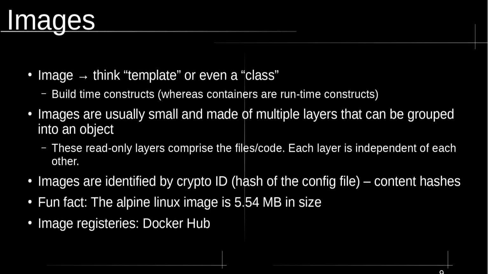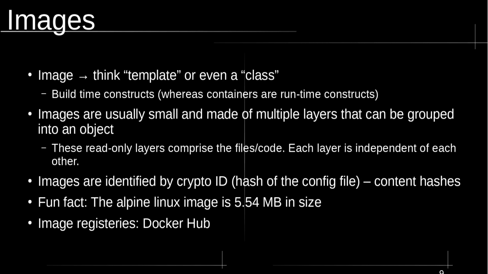We know that images are identified by some sort of ID. If you do a Docker pull of an image, you'll notice there's a SHA-256, and these content hashes persist. I think it's usually the first 12 characters of the hash. Then when you do a Docker run, you can either use the name of the container or the image ID, the content hash.